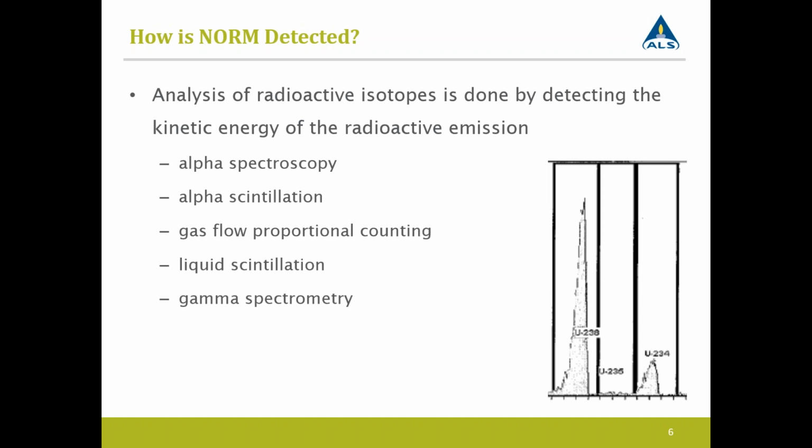So alpha emitters are, of course, from the alpha spectroscopy and the alpha scintillation. Most of your beta emitters you're going to get from gas flow proportional counting, except for low energy beta emitters. You're going to use liquid scintillation, and that would include lead-210. And then your gamma spec is going to do potassium-40. In a soil, it can do radium-226 and radium-228.